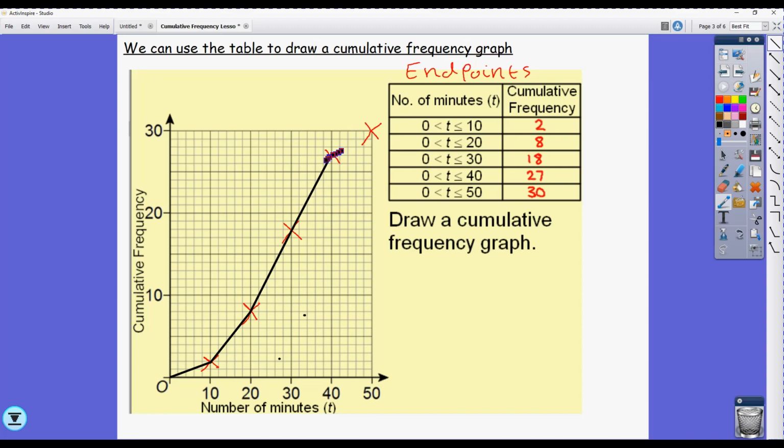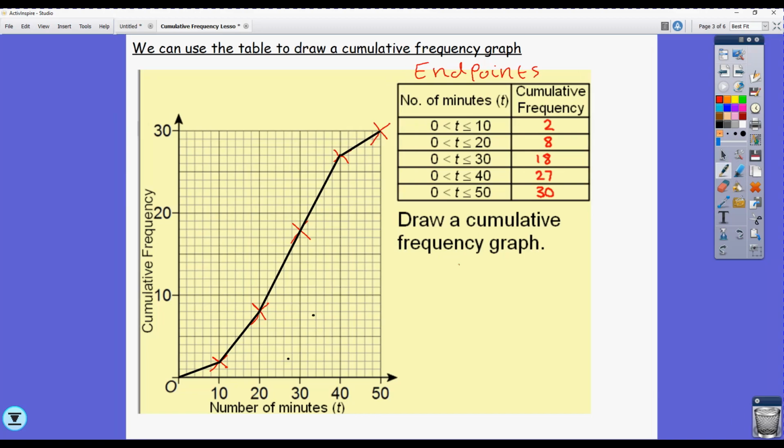You want to be as accurate as you can be with a ruler. And there we go, and we have our completed cumulative frequency graph. A cumulative frequency graph will generally have this sort of S shape. It might be a bit skewed or a bit squashed, or it might have some bumps in it, but it'll generally have an S shape like that, so you know that you're right.